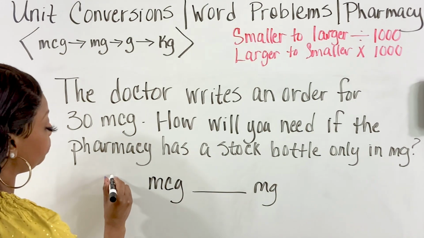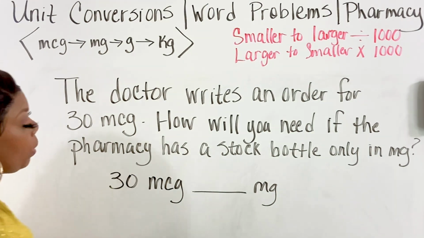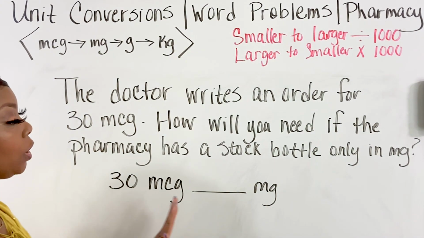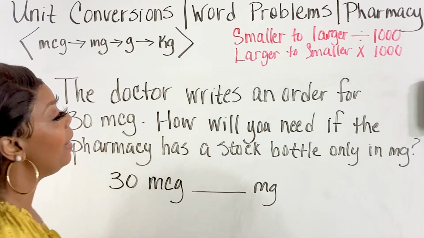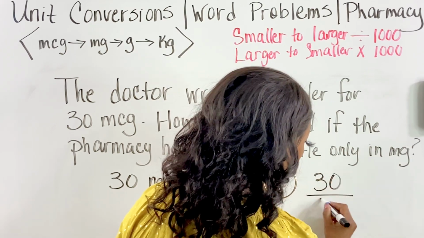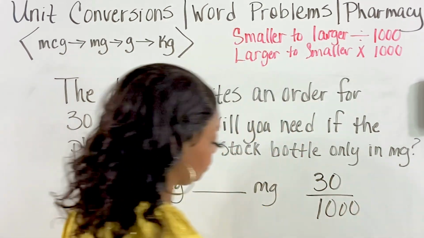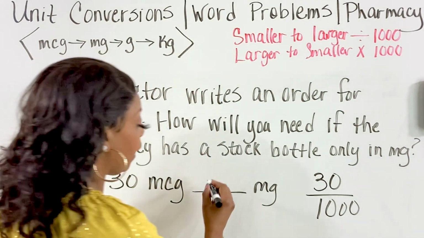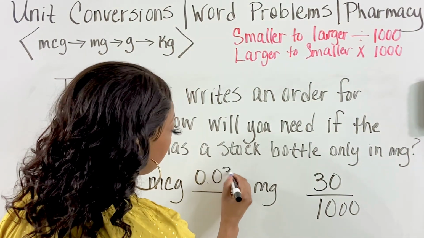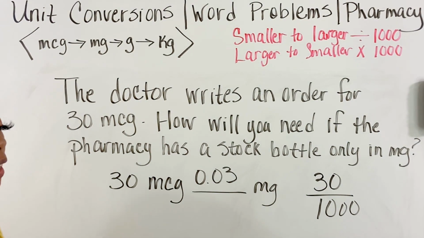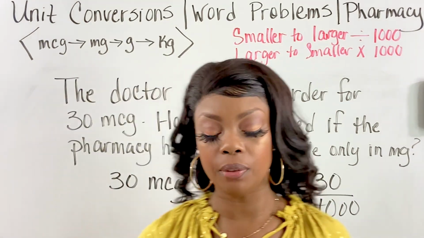Oh, I'm sorry, I missed the most important part. So you have 30 micrograms converted into milligrams. So that's smaller to large. I'll go ahead and write it down. So you have 30 divided by 1,000. Okay, I'll let you get your answer. Hopefully everyone has a calculator out. That is going to be 0.03 milligrams.